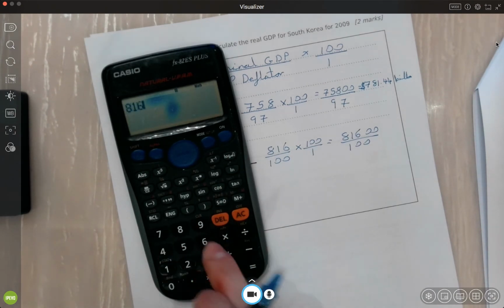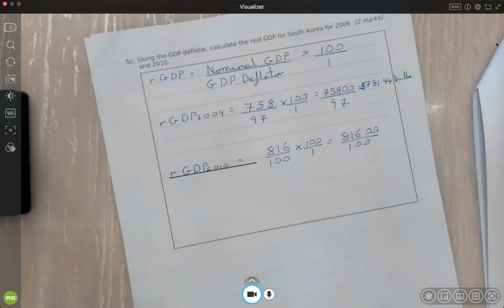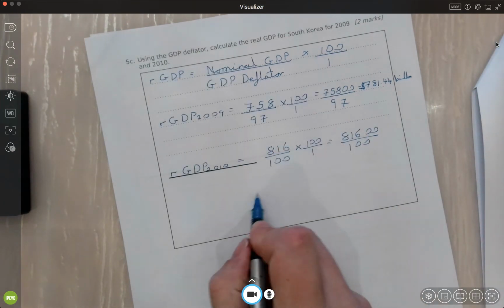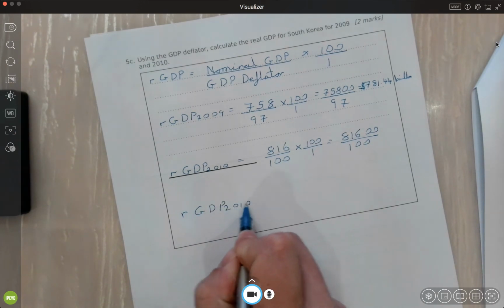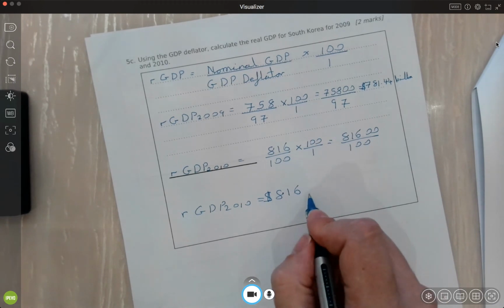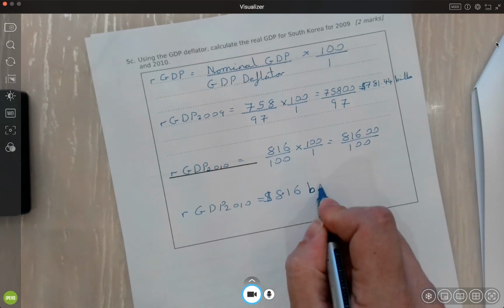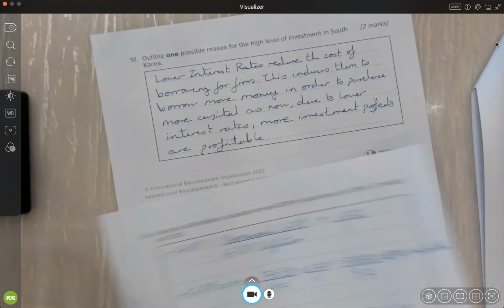Okay, why am I doing this? 81600 divided by 100, surprise, surprise, 816. And that's what we started with here. So real GDP 2010 equals 816. Am I done? No, I'm going to be that guy and write down billion, B-I-L-L-I-O-N. Okay, so that's just that.